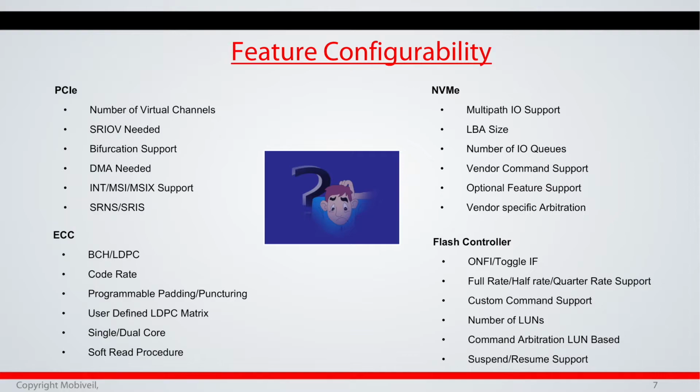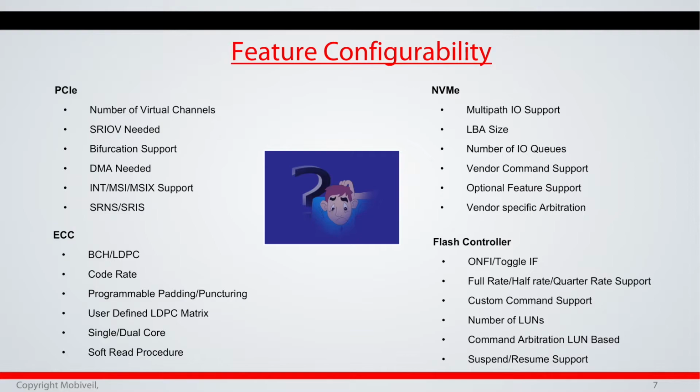Of course, there are vendor command support, optional command support, as well as the vendor-specific arbitration. So these are flexibility, these are defined in the specification, and you want to have a solution which supports these. The flash, again, ONFI and toggle, which is the interface-specific thing. Whether the controller can adopt to various technologies, that means you need to have half rate, full rate, quarter rate implementation, because you can't run at all the speeds if suppose you are doing it in FPGA.